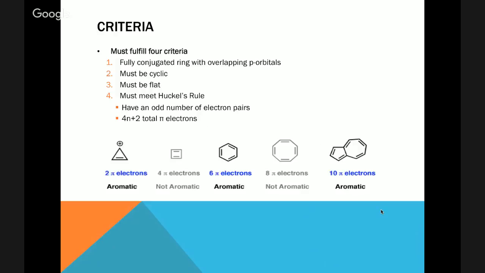So in the second compound, it is fully conjugated, it is cyclic, it is flat, but the number n is not sufficient for it to be aromatic. So 4 total pi electrons does not make it aromatic. And we see the same thing happening here in the 4th molecule.